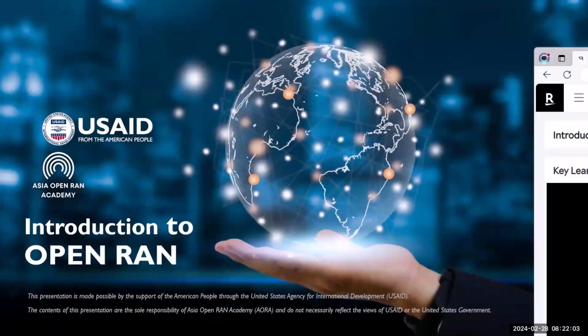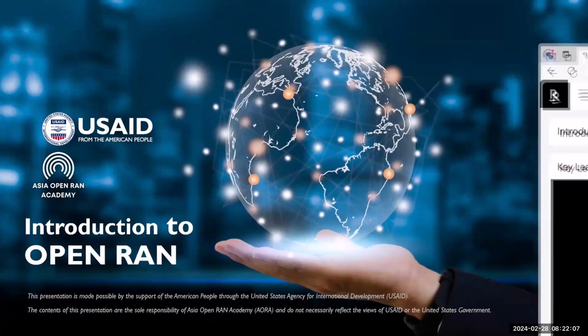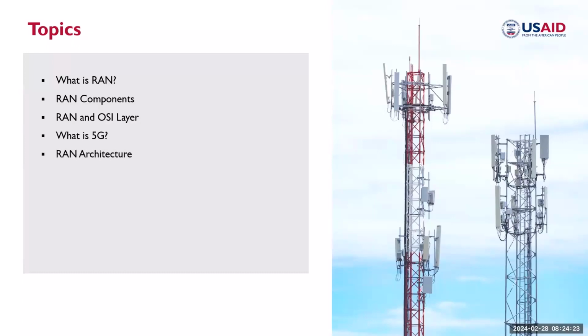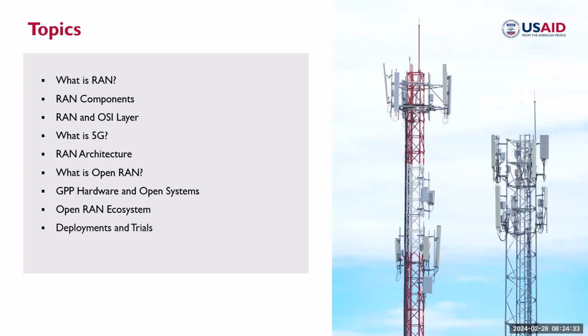In this topic, we'll have the introduction to Open RAN. Now we move on to the topics. So what is RAN? The RAN components, the RAN and OSI layer, what is 5G, RAN architecture, what is Open RAN, the GPP or the general purpose processors, hardware and open systems, the Open RAN ecosystem, deployment and trials, and we'll end with the key learning points.